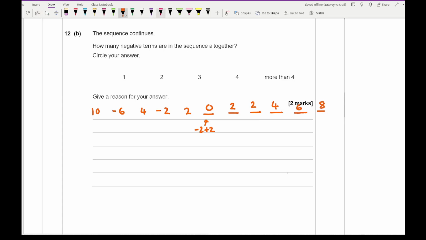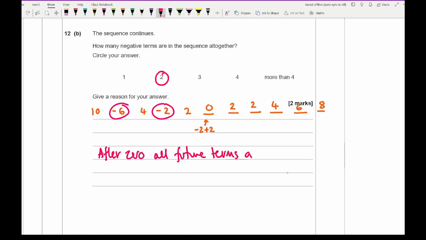So the number of negative numbers I can see, and again, we're not going to have a negative number because all the previous numbers are therefore going to be positive. So we're going to have 2 negative numbers. And the reason I can then write is after 0, all future terms are positive, and you could say a positive plus a positive equals a positive value or number. So something along those lines would be absolutely fine.